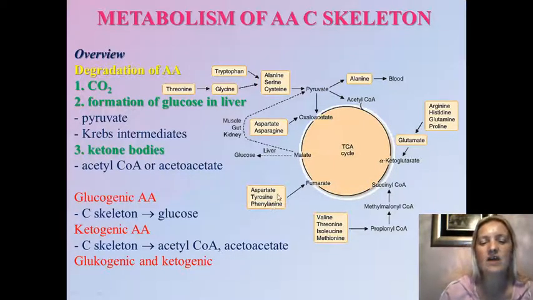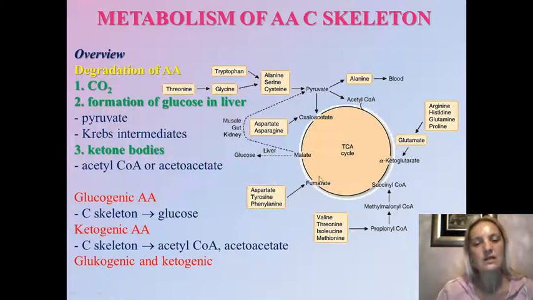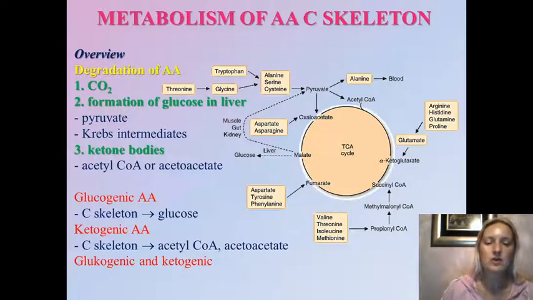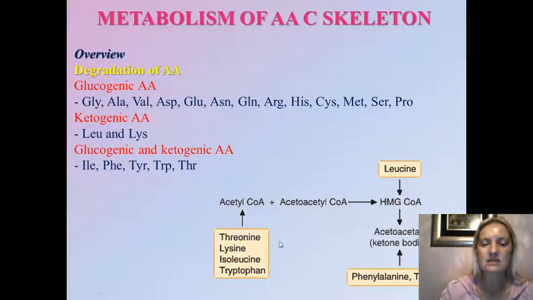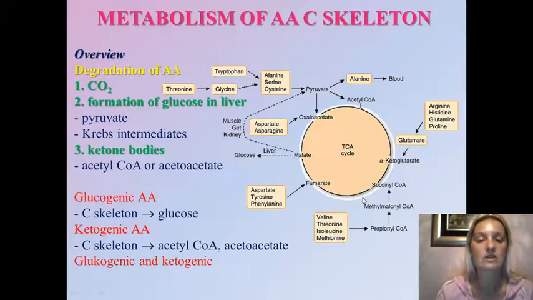Aspartate, tyrosine, and phenylalanine can be degraded to fumarate, entering the TCA cycle, and fumarate can be converted to malate. Malate can be used in liver for the biosynthesis of glucose, or in other tissues can be transformed to pyruvate and get ready for gluconeogenesis. So the third one, and you will see it from the next slide, is that certain amino acids can be converted to ketone bodies: threonine, lysine, isoleucine, tryptophan to acetyl coenzyme A, phenylalanine and tyrosine to acetoacetate, and leucine to hydroxymethylglutaryl coenzyme A.